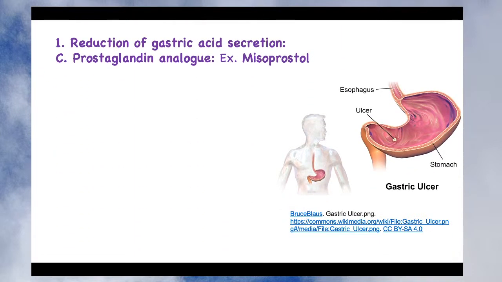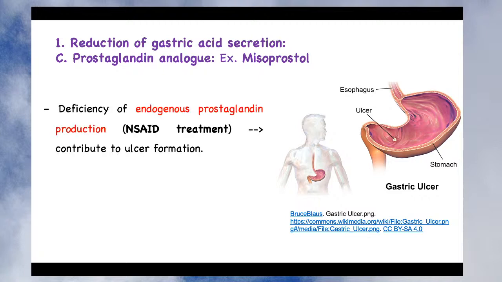The first category we were studying in the last lecture was drugs which reduce gastric acid secretion. The first two categories we studied were A, the proton pump inhibitors, and B, the H2 antagonists, which are used for the treatment of ulcer. Today we'll see the third category, C, the prostaglandin analogs, for example misoprostol.